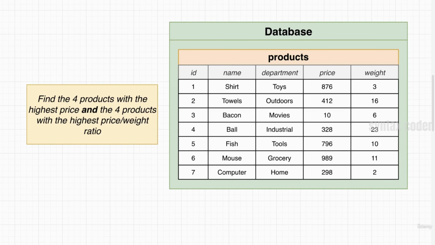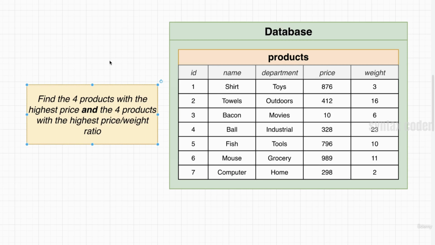In this video, we're going to take a look at another new keyword called union. Let's take a look at a little question, try to solve it, and understand how this new keyword is going to help us out. So our goal is to write a query that's going to find the 4 products with the highest price. And in addition to those 4 products, we also want to find the 4 products with the highest price to weight ratio.